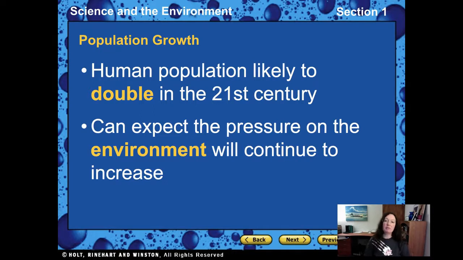Now, it is likely that our population will double during this century. We started with 6 billion people in 1999, and it's likely that we will hit 12 billion people by the time 2100 rolls around. So that's a huge, huge population boom. So we can expect pressure on the environment to increase, and that's one of the big challenges of environmental science, is how do we deal with human population growth and the effects that it has on the environment in a way that we can continue to live in a sustainable way.